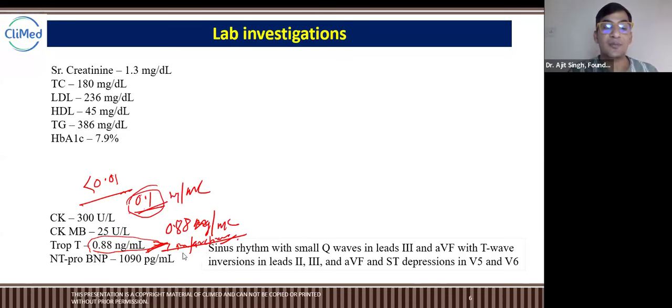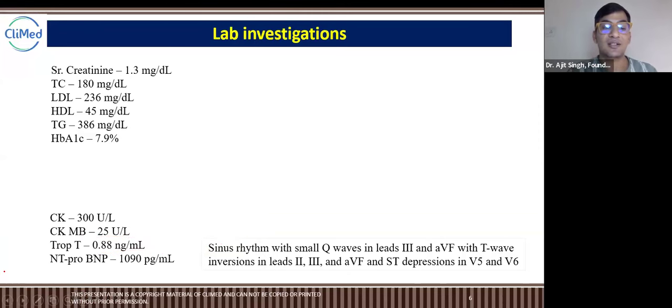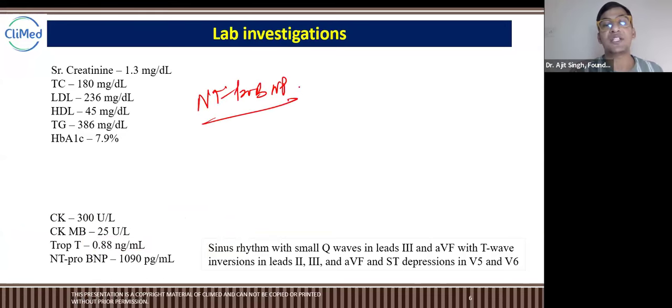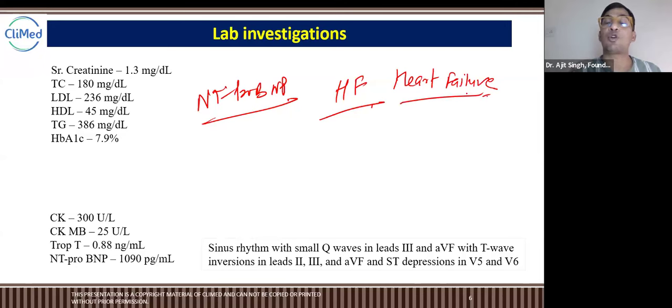Now tell me about NT-proBNP, is it high or not? And if it is high, what should be the normal level and what does it indicate? Is 100 pg per ml normal? No. The normal level of NT-proBNP is less than 150 pg per ml. NT-proBNP is the official biomarker to check for heart failure, whether there is any heart failure or not.